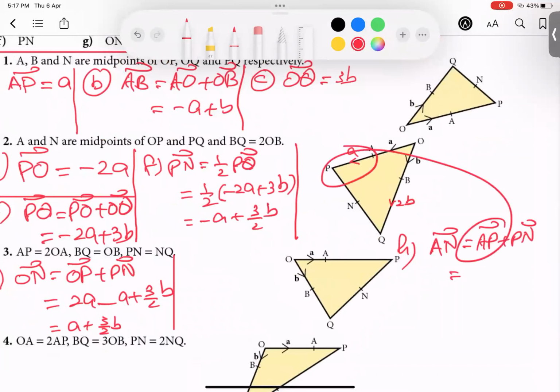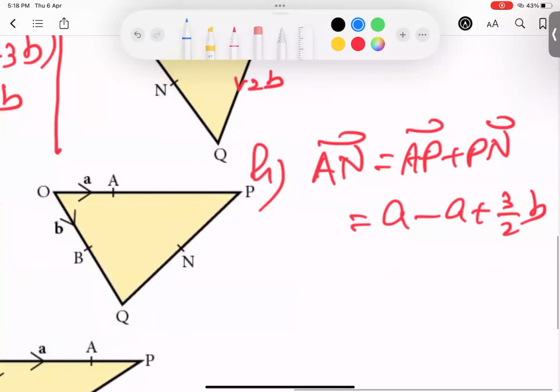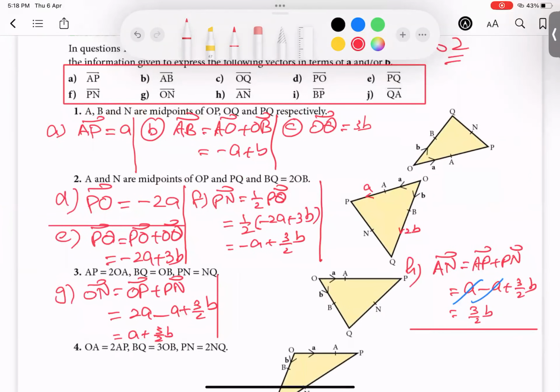And what is A to P, students? Small a. And what is P to N? PN, I got it already, it is here. So just copy and paste here: negative A plus 3 by 2B. And you know, A cancels out, students, and the answer is 3 by 2B. I believe your answers are matching. If not matching, make corrections later on. H part over, now I part.